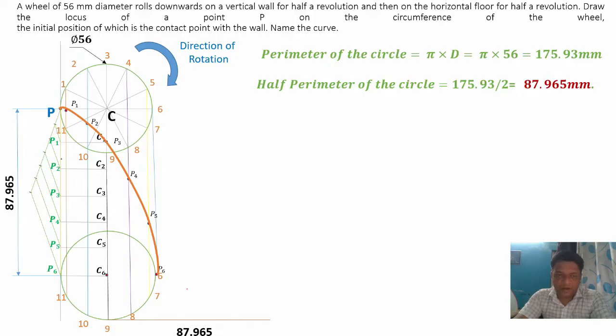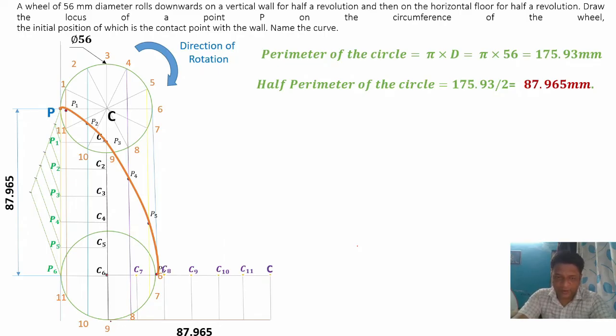Use the same method, or you can take a measurement of this length and mark it with the help of a compass. It is up to you. I will not show this method one more time. Draw the vertical lines from these equal parts and project all the points in the upward direction. Now this point is point C7. This point is C8. This point is C9, C10, C11, and the final point, point C.